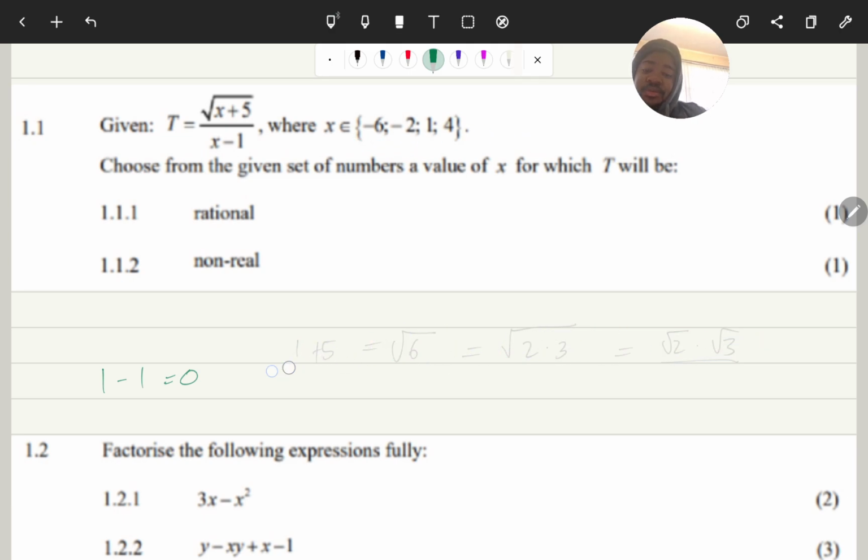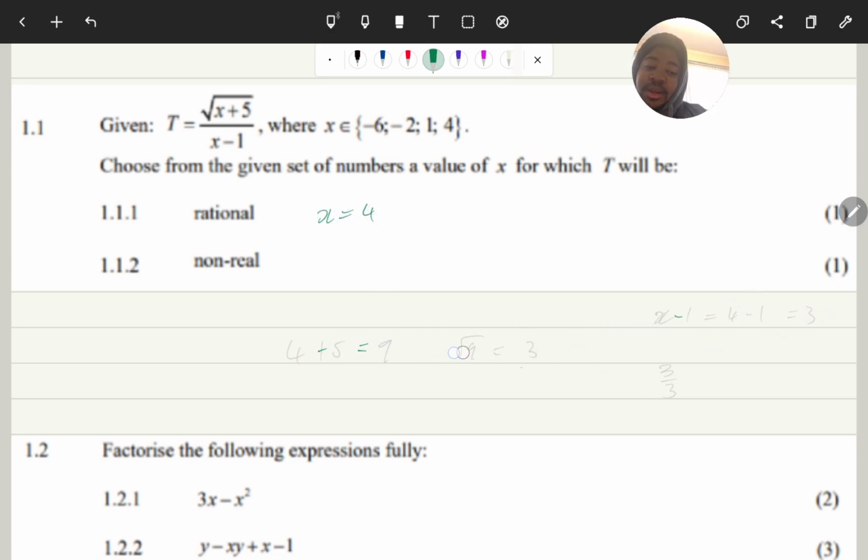Let's test the last one, which is 4. Already you see 4 plus 5, which is 9, and the square root of 9 equals 3. Then for your denominator, you have x minus 1, so 4 minus 1, which is 3. So you're going to have 3 over 3. So 4 works. The answer is 4, or you could say x is equal to 4.